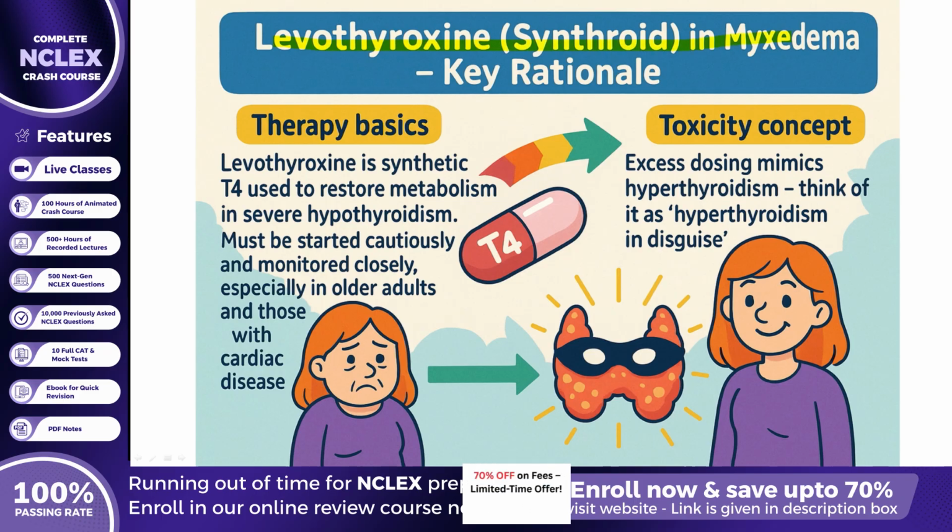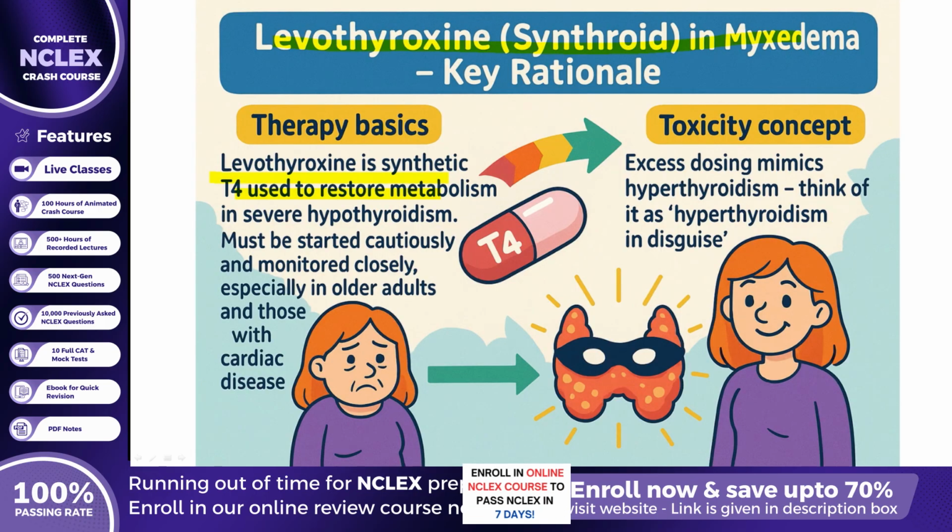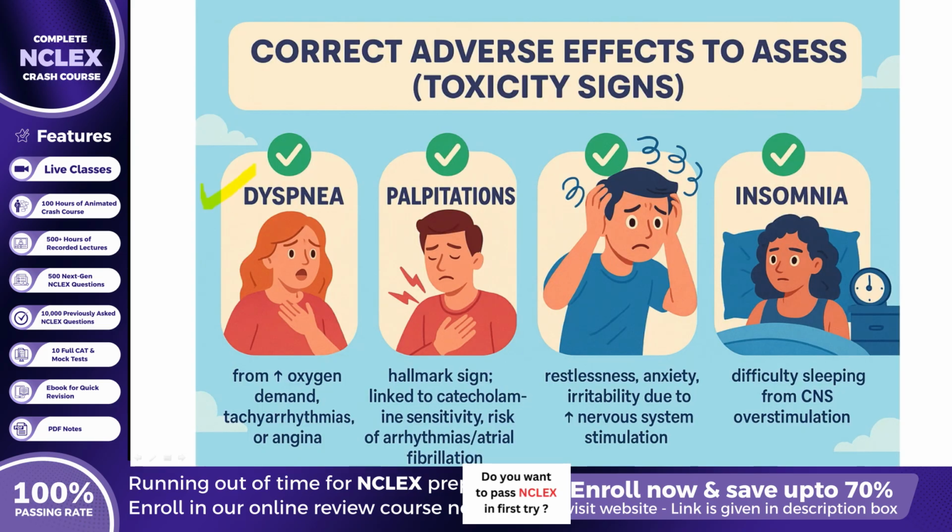Levothyroxine is a synthetic version of thyroxine, the body's natural T4 hormone. It boosts metabolism, cardiac output, oxygen demand, and neurological activity. If the dose is too high, the client essentially shifts from hypothyroidism to iatrogenic hyperthyroidism. That is why monitoring for adverse effects is crucial. First, when we look at dyspnea, this is correct. Excess thyroid hormone raises the basal metabolic rate and oxygen demand, straining the heart and lungs.